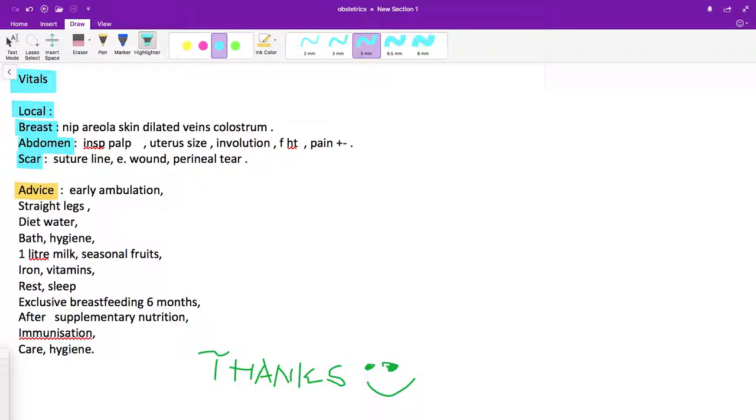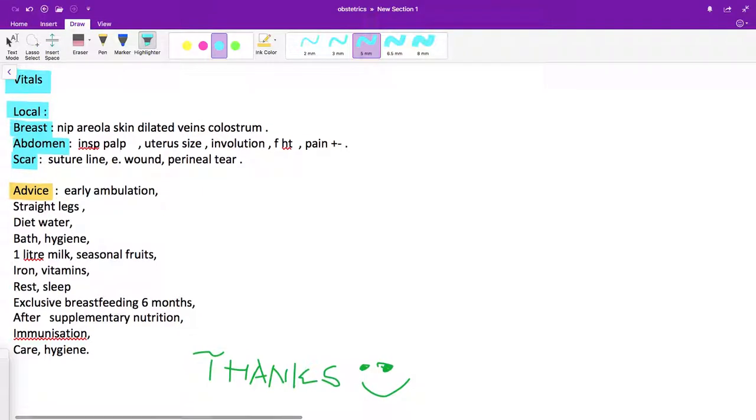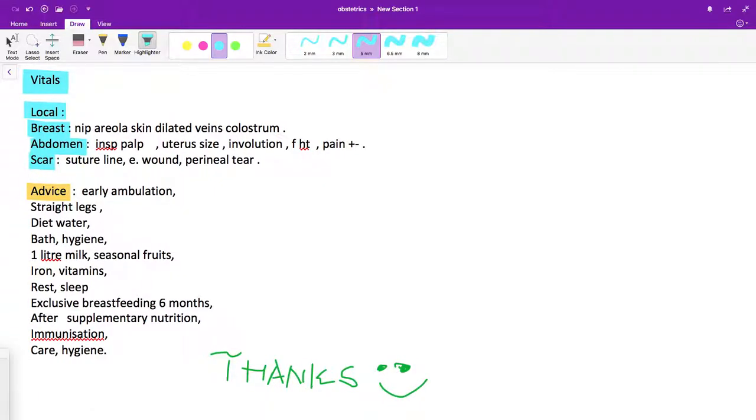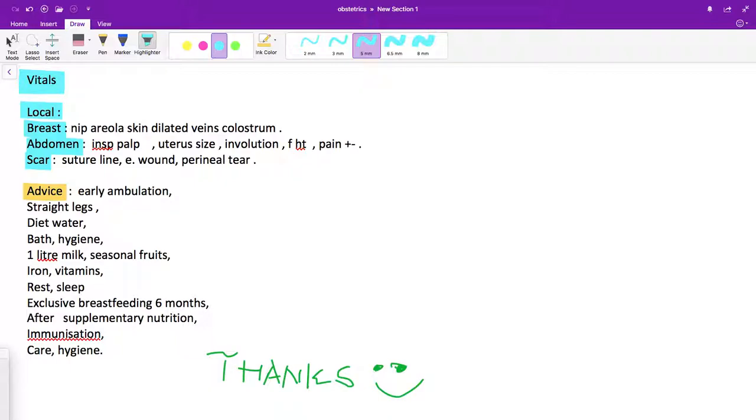And then scar tenderness. So they ask you how can you elicit scar tenderness. For example, a woman had a previous cesarean section, and this time she had a VBAC, that is vaginal birth after cesarean. So they will ask you, for the previous cesarean section, there is a midline scar. Okay, it can be a transverse or a vertical scar. Nowadays we usually give a transverse scar in the lower segment. So they will ask you how will you elicit scar tenderness.